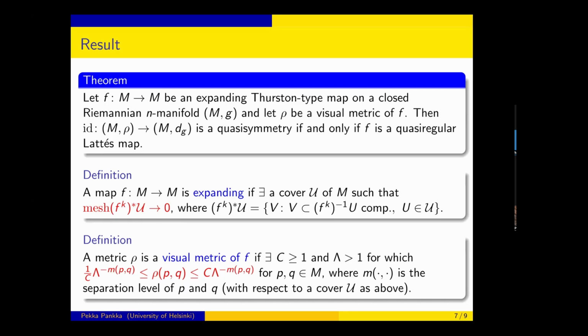Okay, but that's the setting of the theorem, and then the statement is that the identity from the visual metric to the standard length metric coming from the Riemannian metric is a quasisymmetry if and only if the map is a quasi-regular lattice map. So the change to this theorem we had in the beginning is that, instead of Thurston map, we have a Thurston-type map, and instead of rational map, we have a quasi-regular lattice map. So that's the setting.